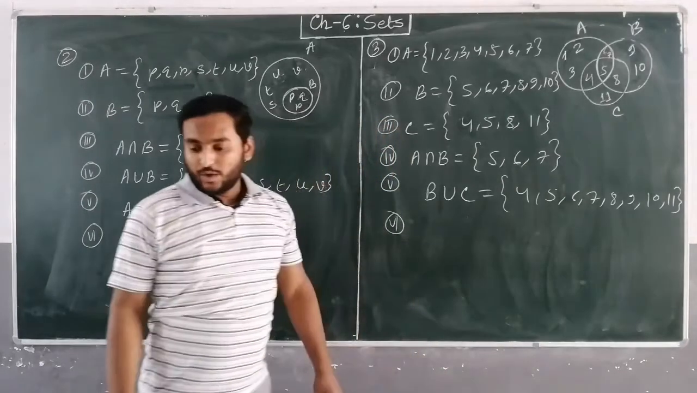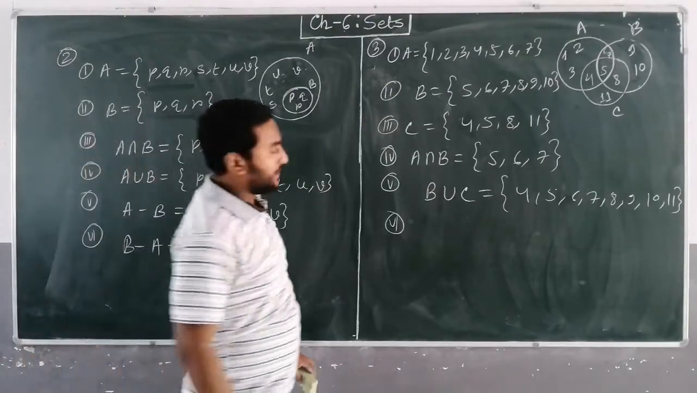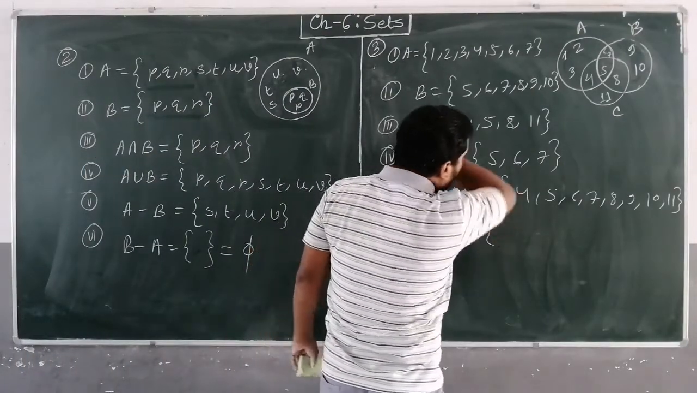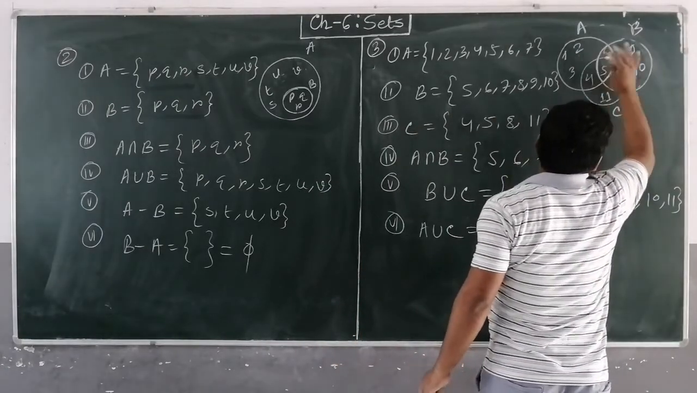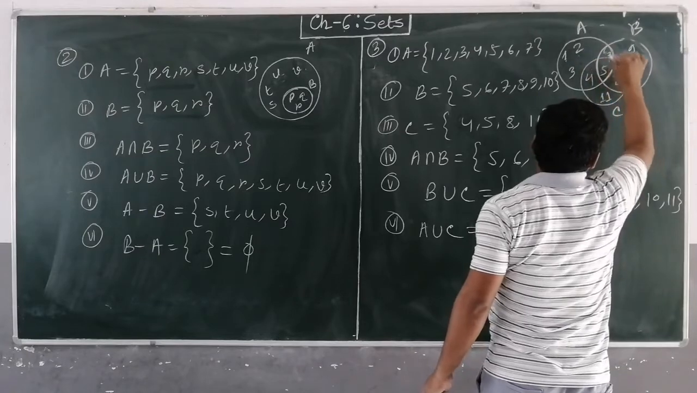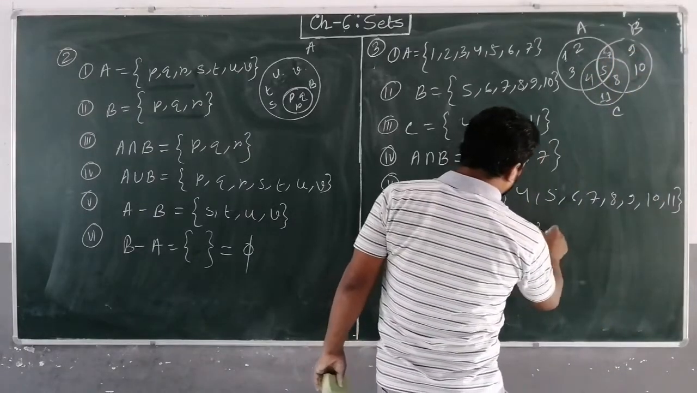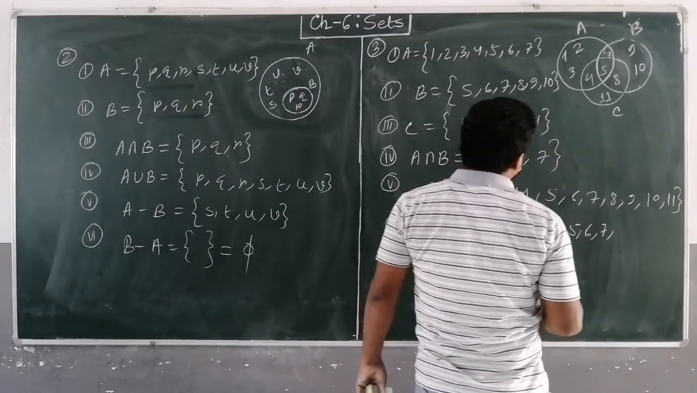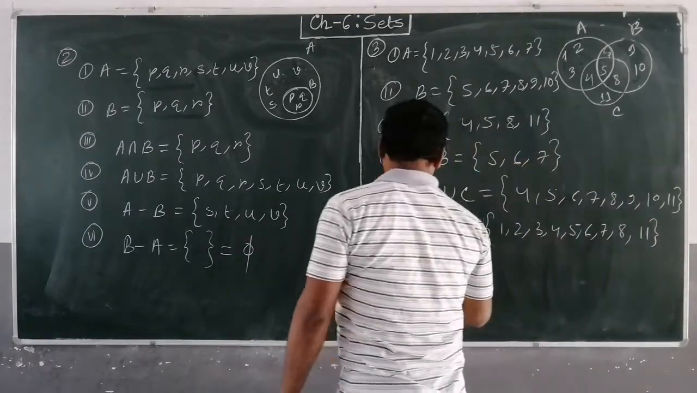Sixth part. In sixth part it is given A union C. A union C you have to find. So A and C, this set. So this part. So it will be 1, 2, 3, 4, 5, 6, 7, 8 and 11.